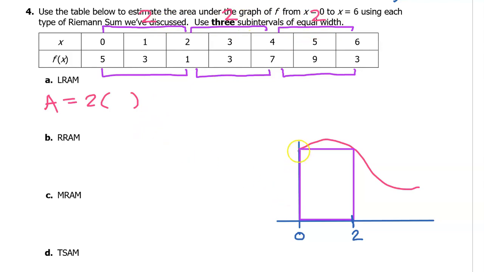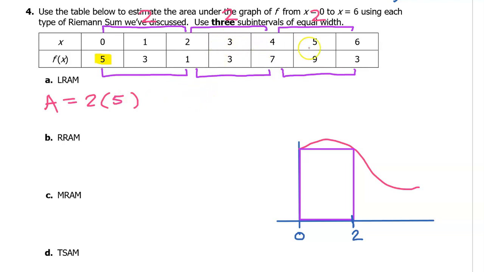Now, what about the height? We can get the height off of the table. Well, we've got 5 and 3 and 1. One of these is going to be the height of this rectangle. Because this is left rectangle approximation, the height of the rectangle is the height at 0. It's the value of the function at 0. So obviously, if you're doing left rectangle approximation, when you're looking at the table, you're going to pick the value on the left side of your interval, and that is going to be your height. So the area of this rectangle will be 2 times 5.